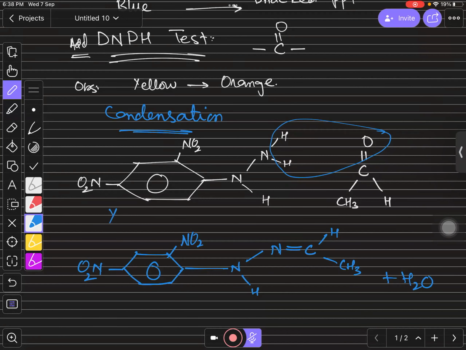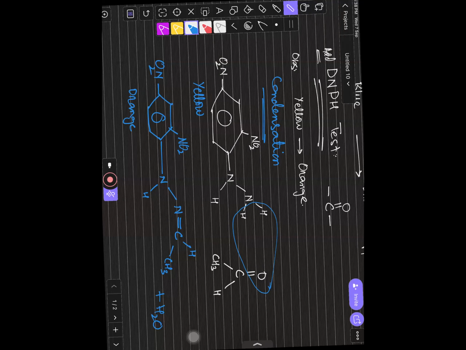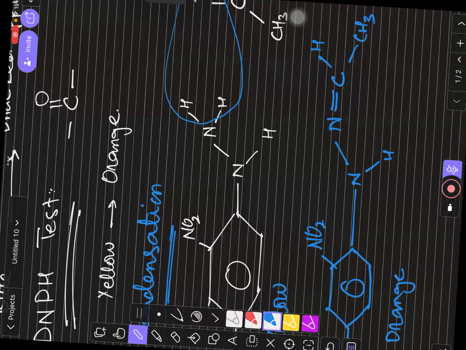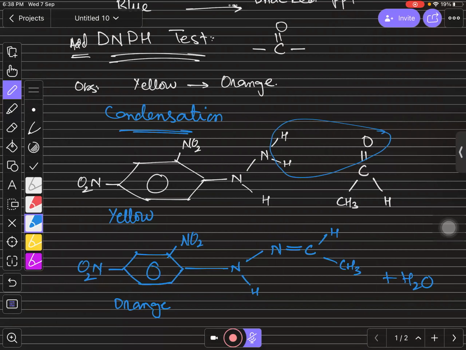और यहाँ पर कलर चेंज क्या होता है? Yellow to orange. This is the test for any carbonyl compound. Is that right, बच्चों?